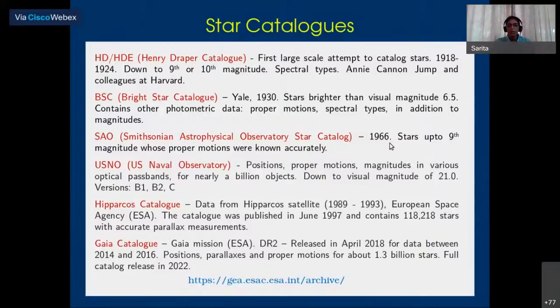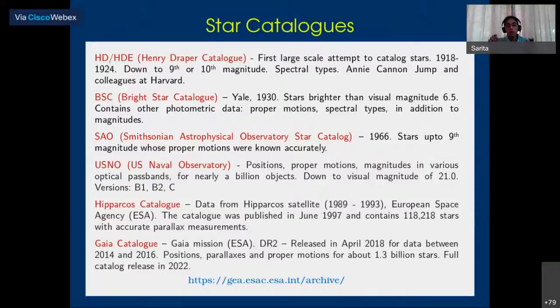Their proper motions are also noted very accurately. Then there is another very accurate catalog by the US Naval Observatory, known as the USNO catalog. As you know, for the Navy, when you are navigating, stars can prove very useful in locating where you are, as we have seen much earlier. This was compiled by the Naval Observatory, and it has positions, proper motions, and magnitudes in various optical filters for nearly 1 billion objects, known very accurately.